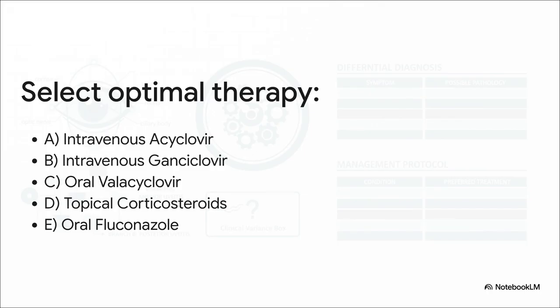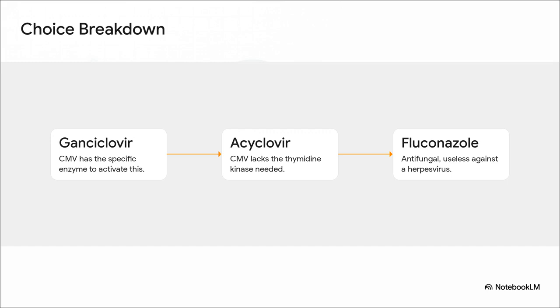A. Intravenous acyclovir. B. Intravenous ganciclovir. C. Oral valacyclovir. D. Topical corticosteroids. Or E. Oral fluconazole. Take a mental lock on your answer. If you picked B, you nailed it.